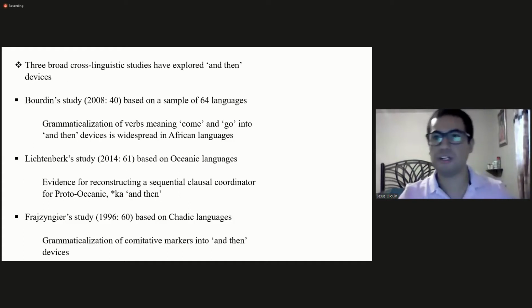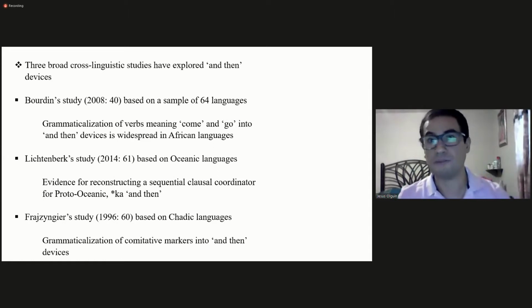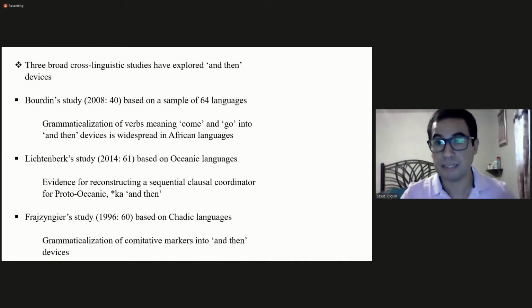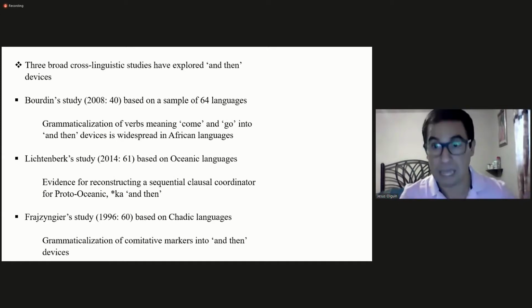To the best of my knowledge, the following are three broad cross-linguistic studies that have explored this diachronic origin of and then devices. The first one is Bourdin's study, based on a sample of 64 languages, and he mentions that the grammaticalization of verbs meaning to come and go, these motion verbs, seems to be very common in and then devices in African languages. The second study that I would like to bring to your attention is Lichtenberg's study, and he has concentrated for the most part on Oceanic languages.